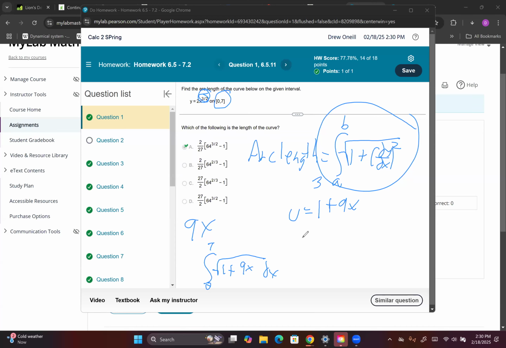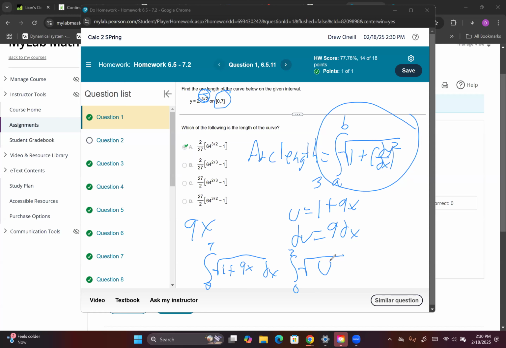When you get du from that, du is 9 dx, right? Derivative of 1 is 0, derivative of 9x is 9, and we have dx. So right now our substitution looks like this. Antiderivative from 0 to 7. I'm not going to change my limits because I'm going to change my u back to x, so I'm not going to plug these in for x and get my u endpoints. So this is u, right? We said let 1 plus 9x be u.